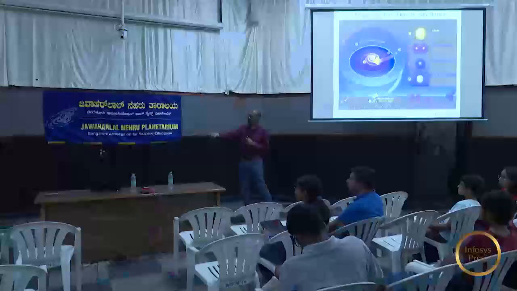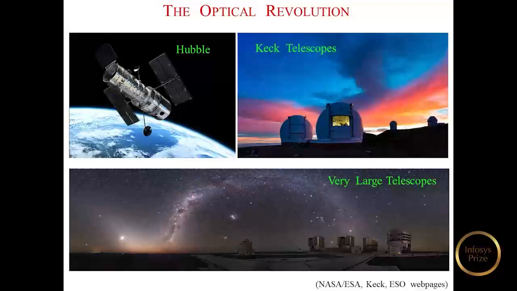That's the wavelength at which the gas radiates, right? And we can talk about why it radiates there later if you like. But for now, just take it on board. 21 centimeter is the way in which you probe atomic gas. That's the signal that we'll be talking about. So moving on. So what changed?